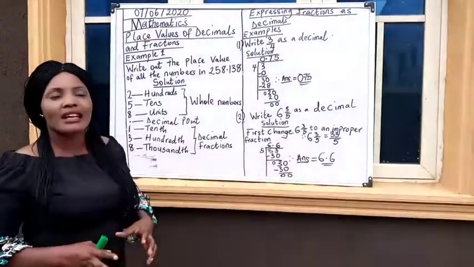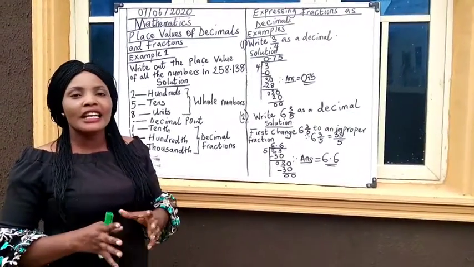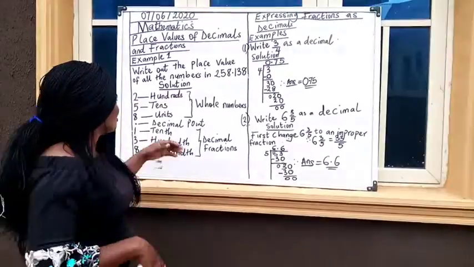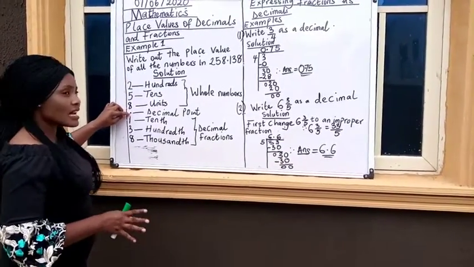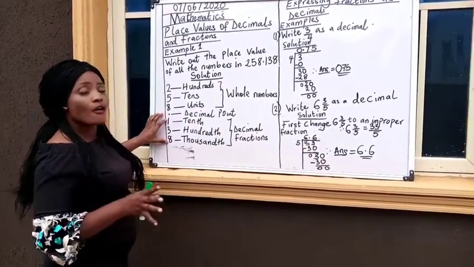So if you are asked to write out the place value of any number in a set of numbers given, you list it out. These are the whole numbers before the decimal point. This is the decimal point, and these are the decimal fractions.